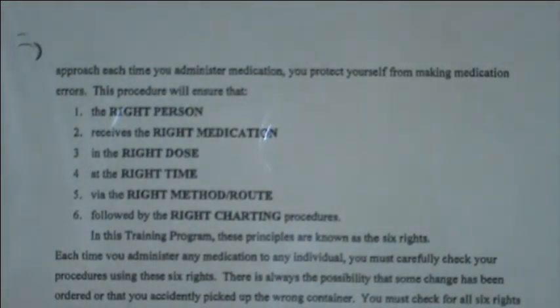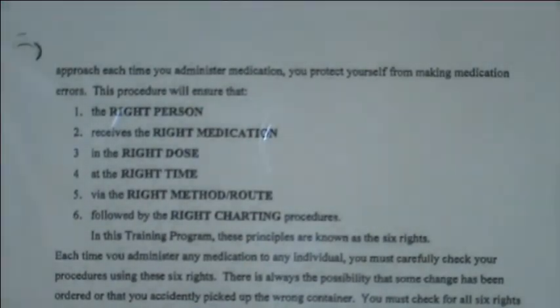When pharmacy delivered the medication, you did your 3-way check, which you compared the doctor's order against the pharmacy label against the MAR. Everything matched. This time, you're about to give the medication to the resident. You have to follow the 6 rights.